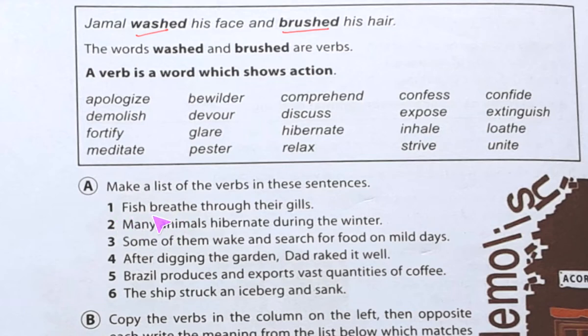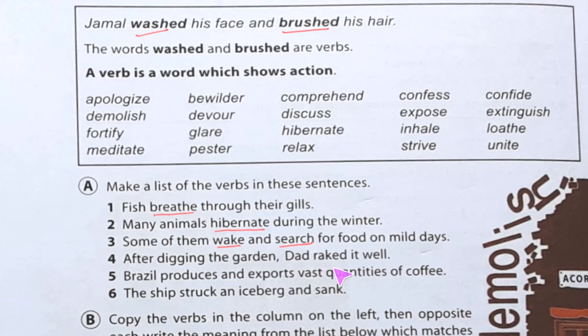So, the first sentence: fish breathe through their gills. Here, by the word breathe, we are getting a touch of action, so it is a verb. Number two: many animals hibernate during the winter. Here, hibernate is an action word, so that's why this is a verb. Number three: some of them wake and search for food on mild days. Here we have found two verbs. Wake and search show action, so these are the verbs here.